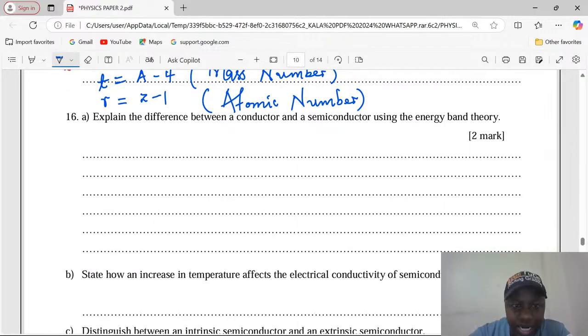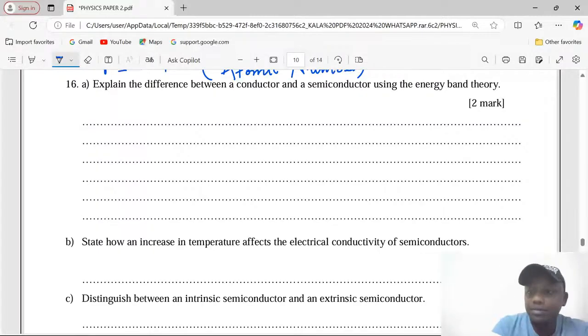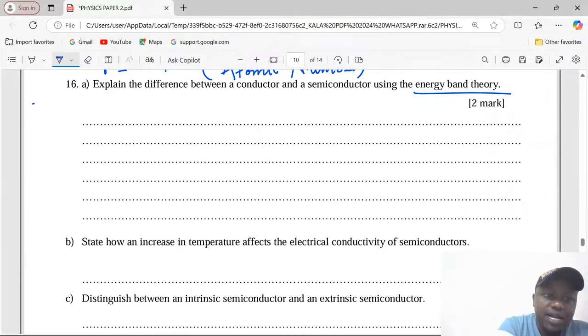Number 16, now we go to a different topic. Explain the difference between a conductor and a semiconductor using the energy band theory. We usually say that for a conductor, energy band theory. I think I should even give a sketchy diagram.